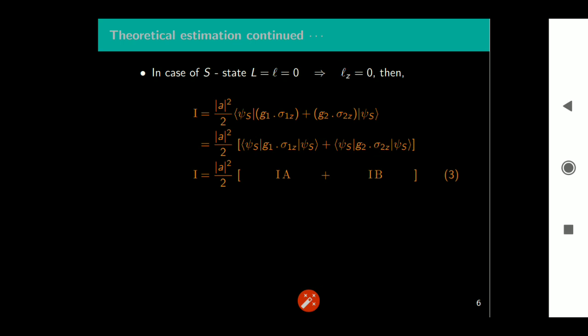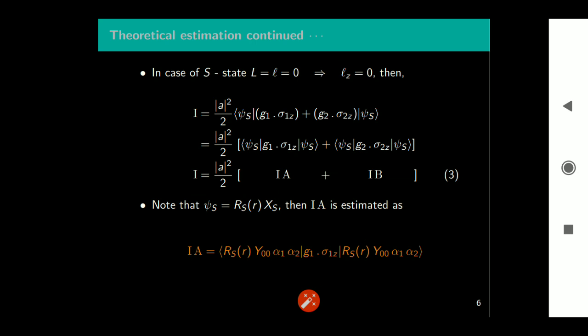I am going to separate this into two parts, calling them 1a and 1b, and calling this entire equation equation 3. In order to solve 1a or 1b, we need the expression for psi s, the S state wave function of the deuteron, which is equal to the radial wave function times the spin angular wave function chi s. With that, 1a can be written in this manner: 1a equals Rs, Y00, alpha 1 alpha 2, acting on G1 sigma 1z, again acting on the ket vector Rs, Y00, alpha 1 alpha 2.